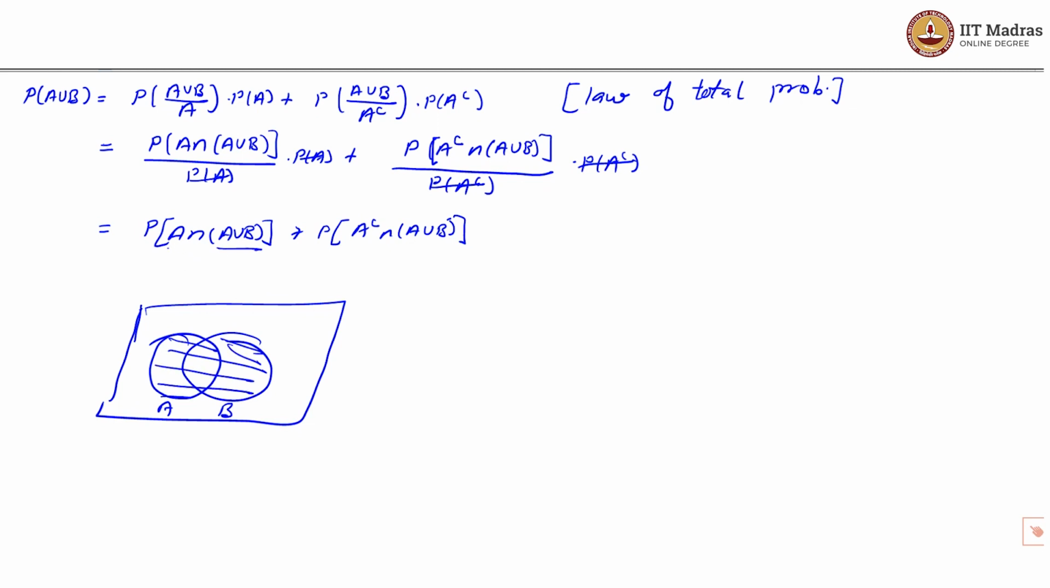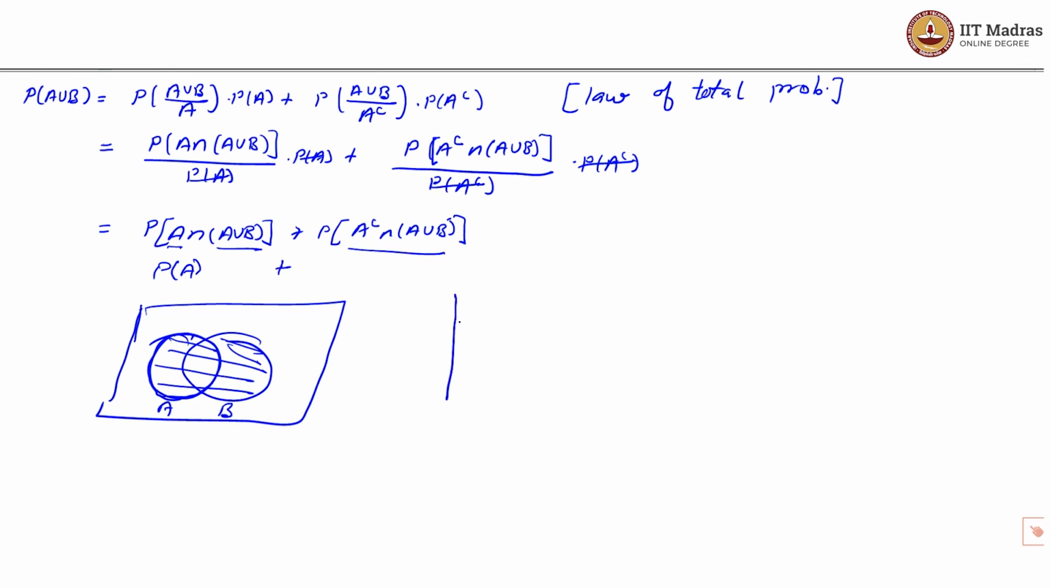And by taking intersection with A, A intersection with A union B will be this circle only, that is A. So this is my A. I can write it as P of A plus this thing.